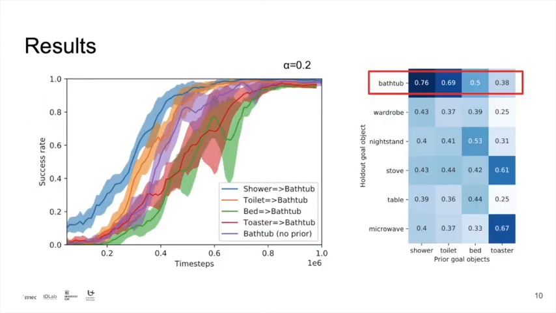When we look at our preliminary results, we see that indeed, when tasked with a novel object, for example, bathtub, the goal closest in our word embedding space, namely shower, also transfers best.